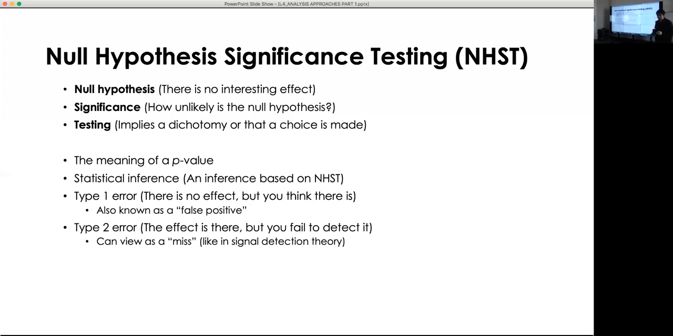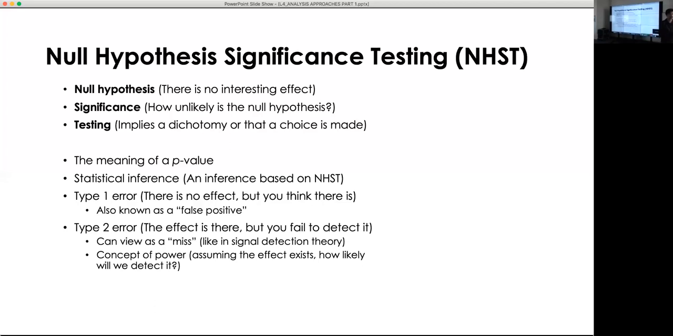And in signal detection theory terms, you can call that a miss. Okay, one last thing that goes very closely with type 2 error is power. So again, the effect is there. How likely are you going to detect it for a fixed amount of data? So these are all kind of basic statistics 101.